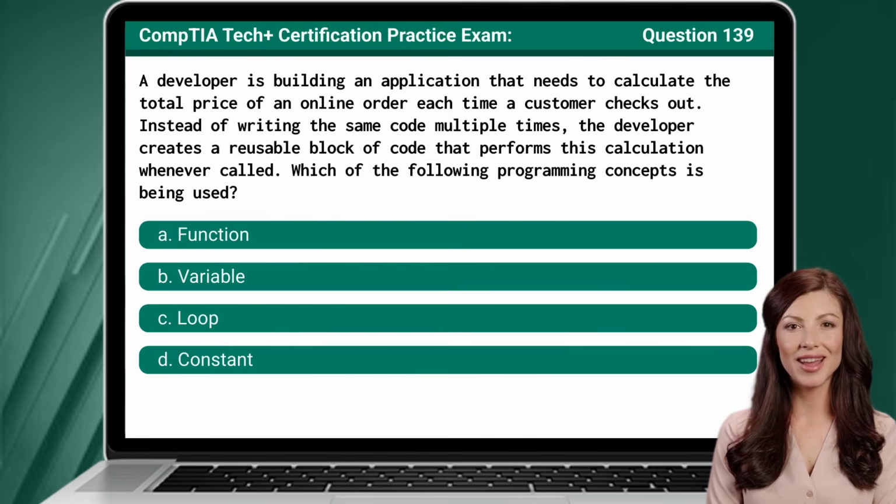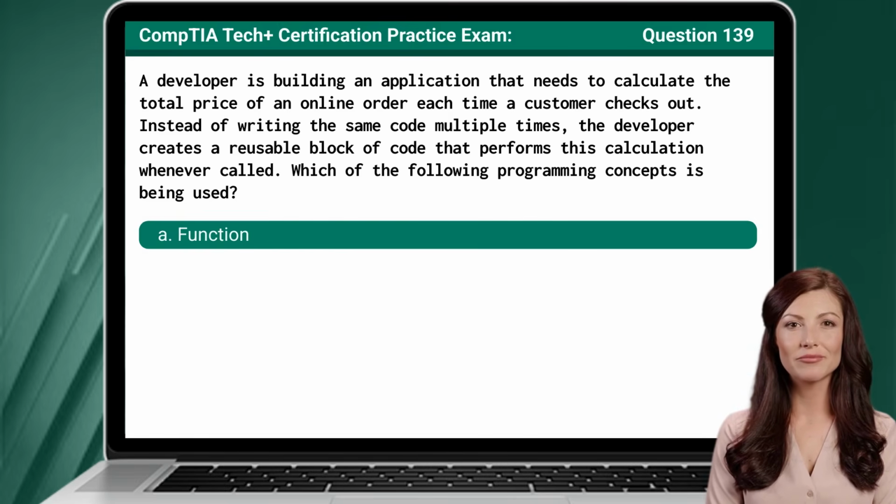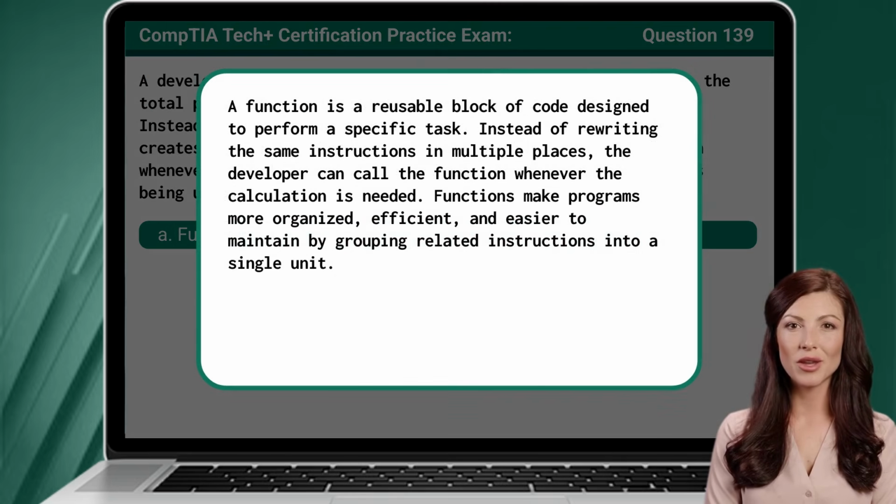The answer is A. Function. A function is a reusable block of code designed to perform a specific task. Instead of rewriting the same instructions in multiple places, the developer can call the function whenever the calculation is needed. Functions make programs more organized, efficient, and easier to maintain by grouping related instructions into a single unit.